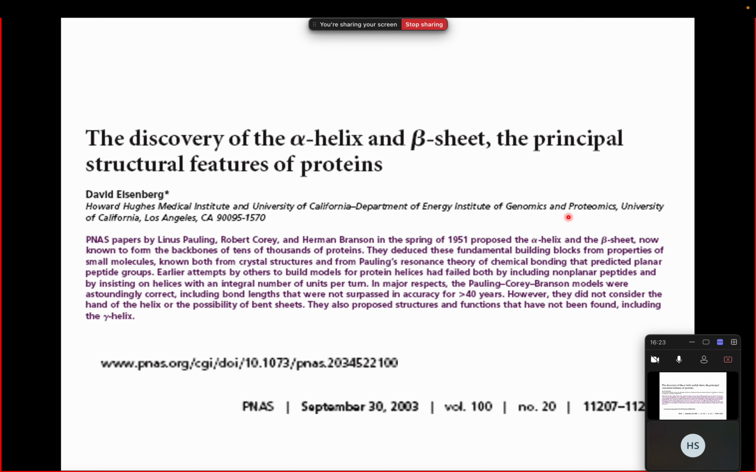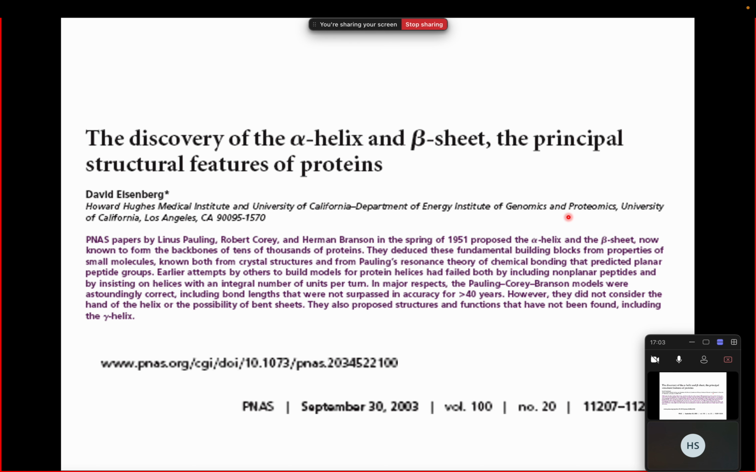that it's been more than 40 years that whatever Pauling, Corey and Branson came up with, the secondary structures of protein, they still hold true. There were earlier attempts also for determining the protein structure, but all of them failed, first because they were all looking for an integral number of residues per turn, right? As in the previous slide I said that per turn there are 3.7 residues, but people were so focused on the idea that there has to be an integral number, like either 3 or 4. And also they were not able to predict the planar peptide bonds.